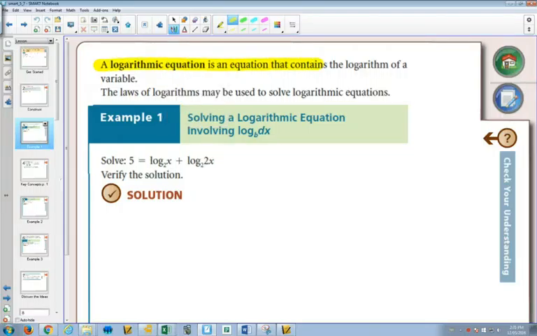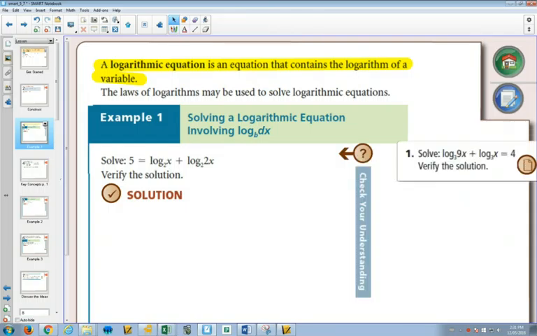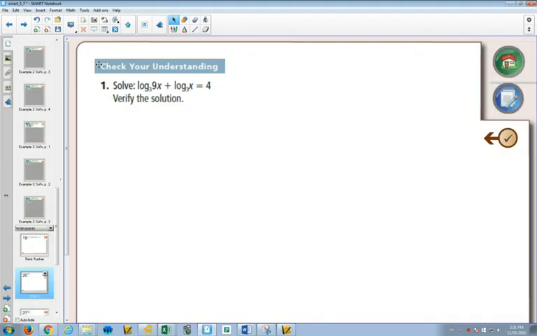So you can highlight what a logarithmic equation is. And then we can go to example 1.